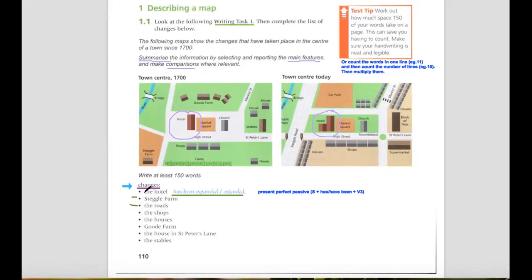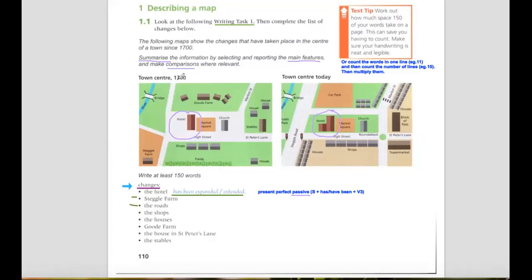So let's look at this sentence. They said the hotel has been expanded or extended. Both of these words mean to make it bigger. So they've added this on to the building. Let's look at the structure. This is the structure that we can use. Again, we're using the passive. Now, passive can be used in any tense. Past tense, present tense. It can also be used in perfect tense, past perfect or present perfect. Remember, present perfect talks about something in the past up until the present.